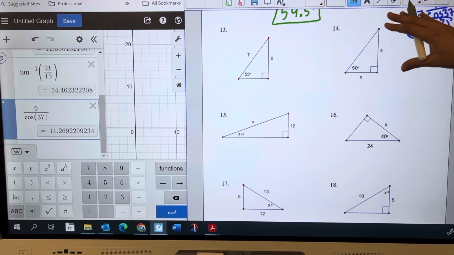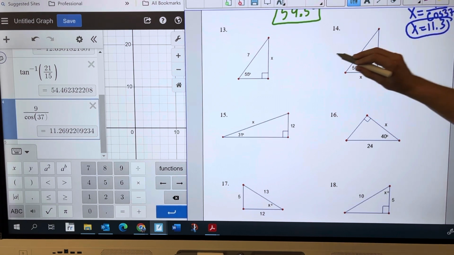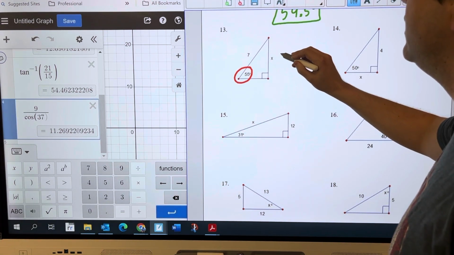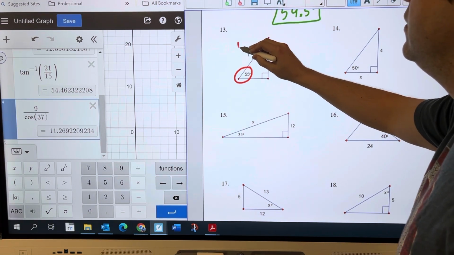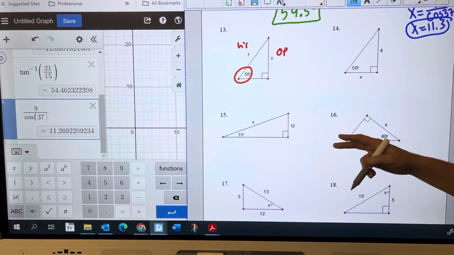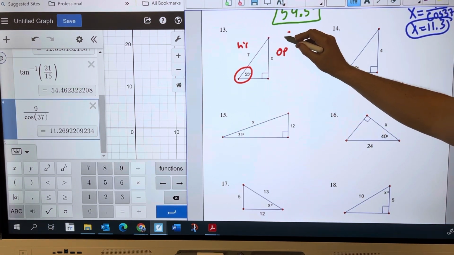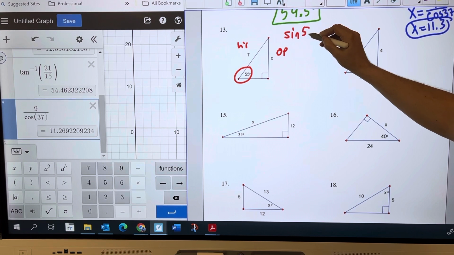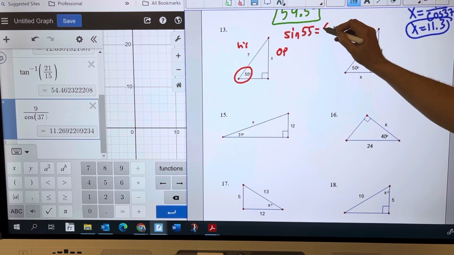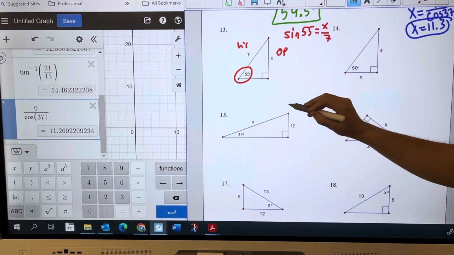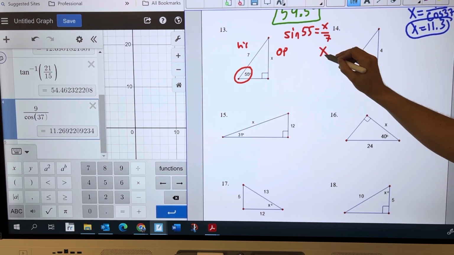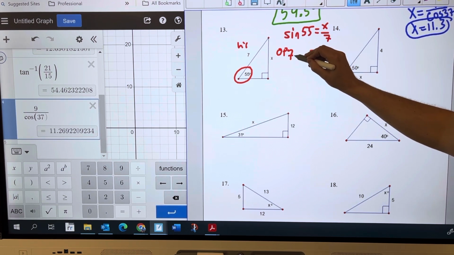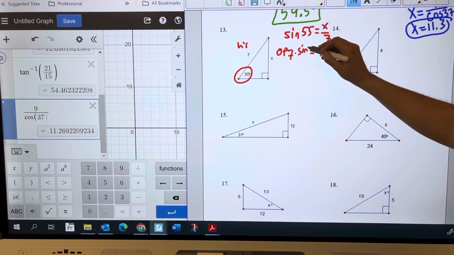Number 13, we're looking for a side. We've got our focus angle right there. The side is opposite and hypotenuse. Opposite and hypotenuse is sine. So we're going to go sine of 55 equals that x over 7. I can multiply both sides by 7. So x is going to equal 7 times sine 55.